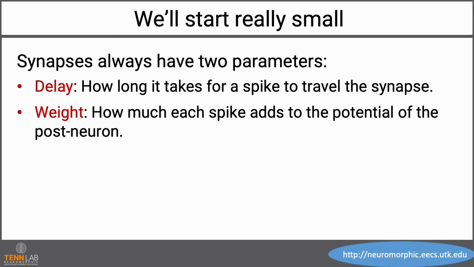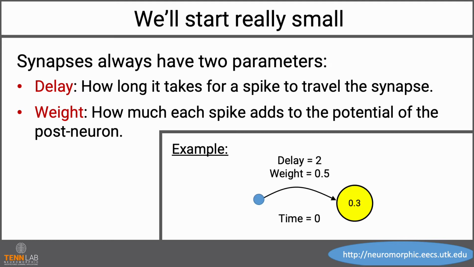And weight is how much value the spike adds to the action potential of the post-neuron when it arrives. So for example, we have a synapse here with a delay of 2 and a weight of 0.5, and the spike travels. It takes 2 units of time to get from its pre-neuron to the post-neuron, and when it arrives at the post-neuron, it adds its weight to the action potential, which went from 0.3 to 0.8.